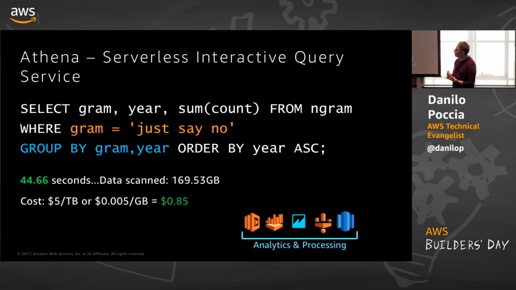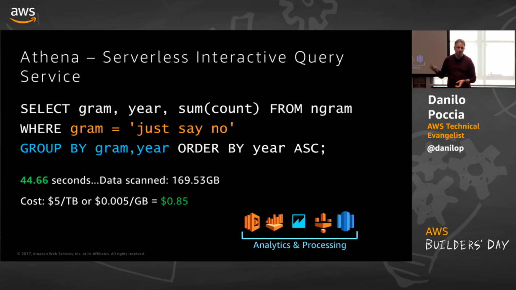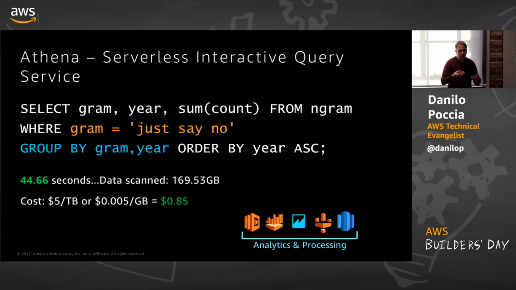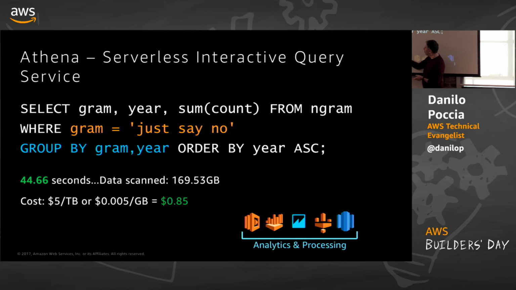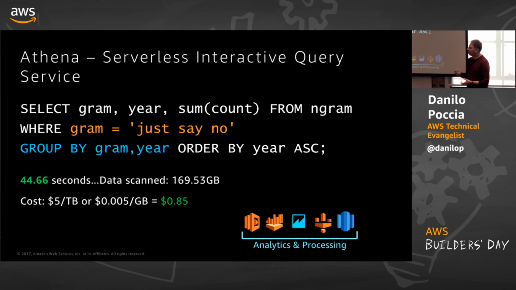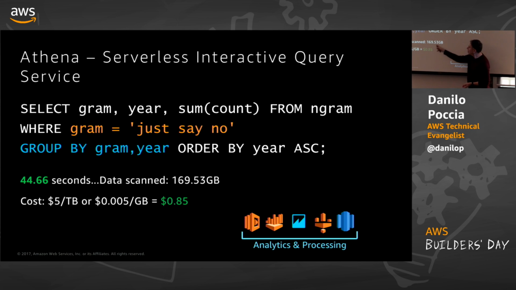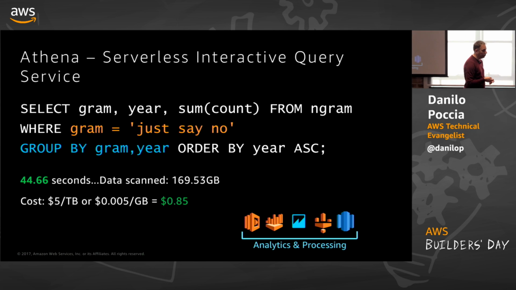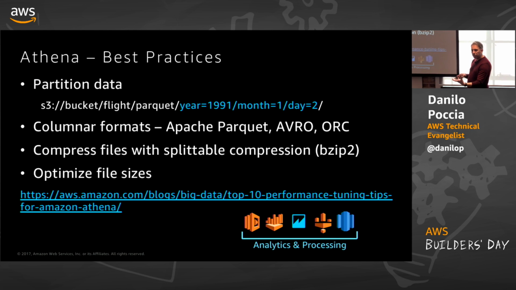This is an example of how you can run Athena on S3. So in this case, we run this query. It's on a standard database of n-grams, so of how you use words in documents. And it's processing 170 gigabytes of data. You get the results in 44, 45 seconds. And since with Athena, you pay only for the data you process, in this case, you pay 85 cents for this query that is processing all this information.